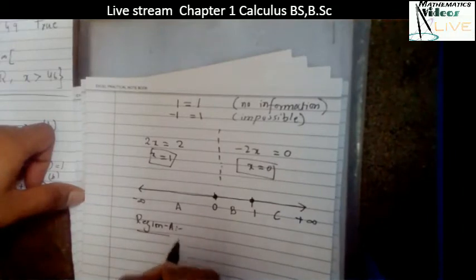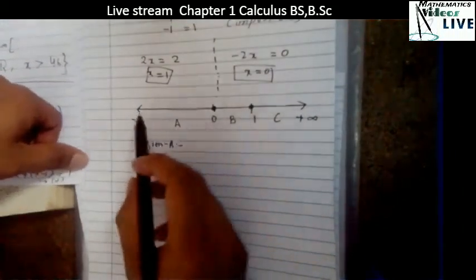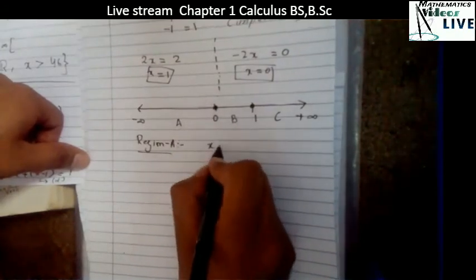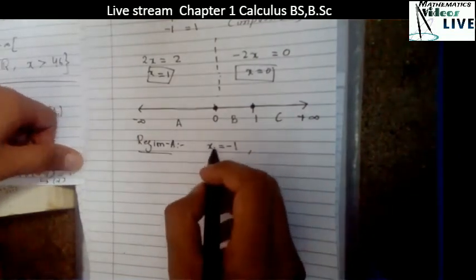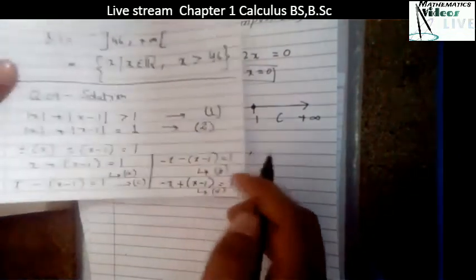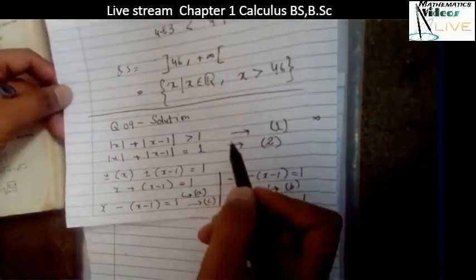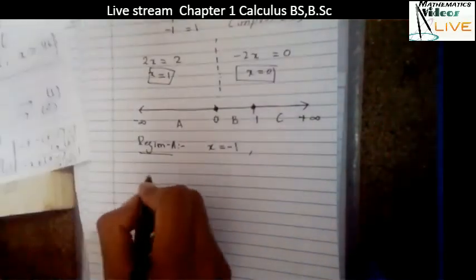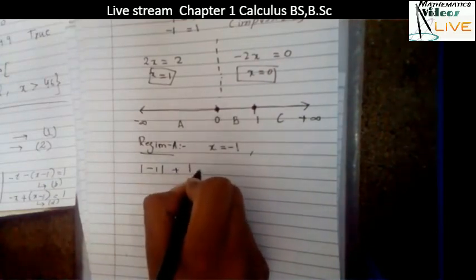One of the boundary points is 1 and the second boundary point is 0. The first region is A and it is from negative infinity to 0. The second region is B and it is from 0 to positive 1. And the third region is C and it is from positive 1 to positive infinity. Now you will check region A.